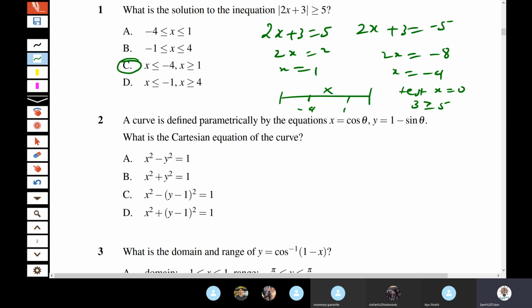A curve is defined parametrically by the equations x equals cos theta and y equals 1 on sine theta. What is the Cartesian equation of the curve? Now, technically not in the syllabus. We'll just say that with inverted commas, technically. But at the same time, I would just put this in to say, okay, here, solve simultaneously, and see who can actually get it out. So maybe it's a little bit more advanced, but who cares? Let's see who can actually get this out.